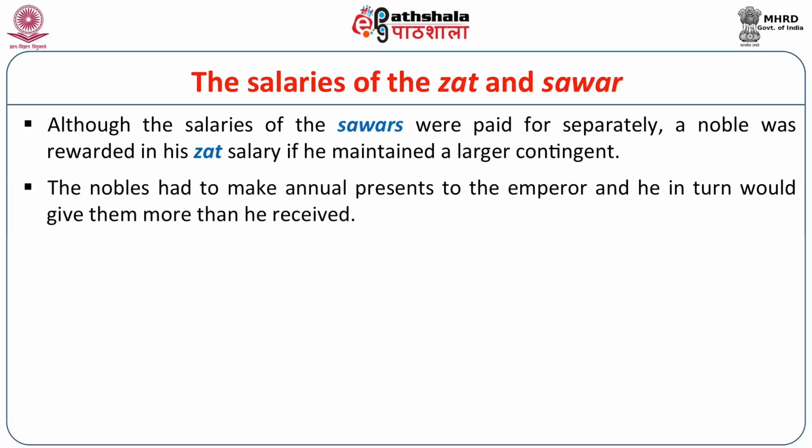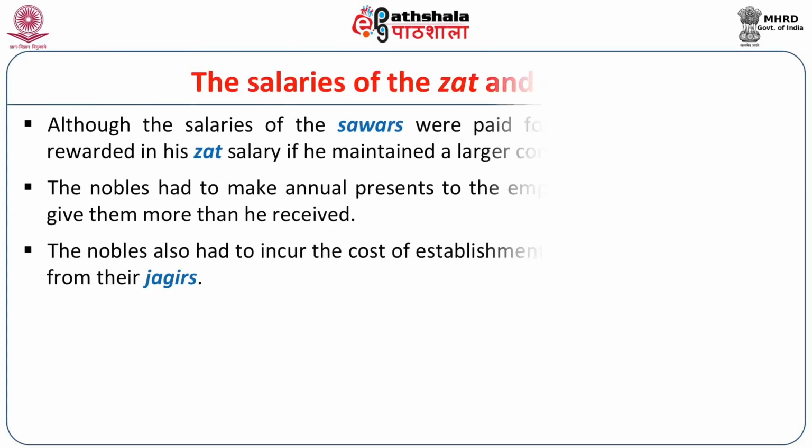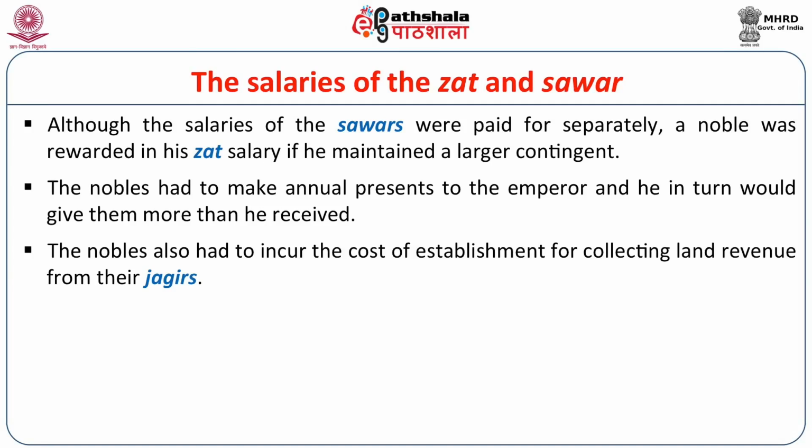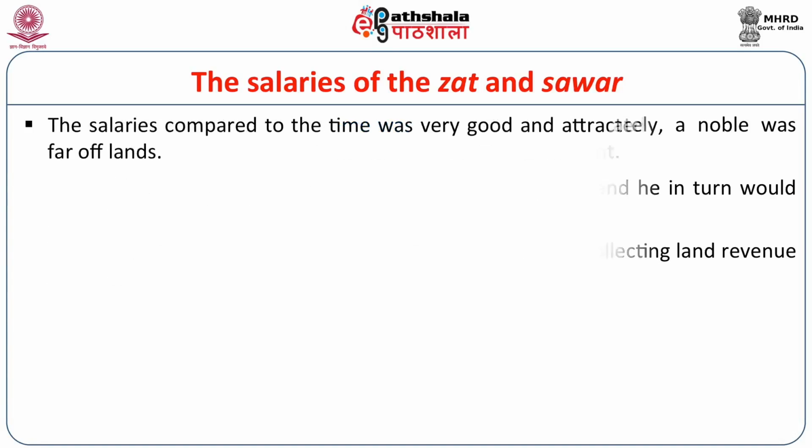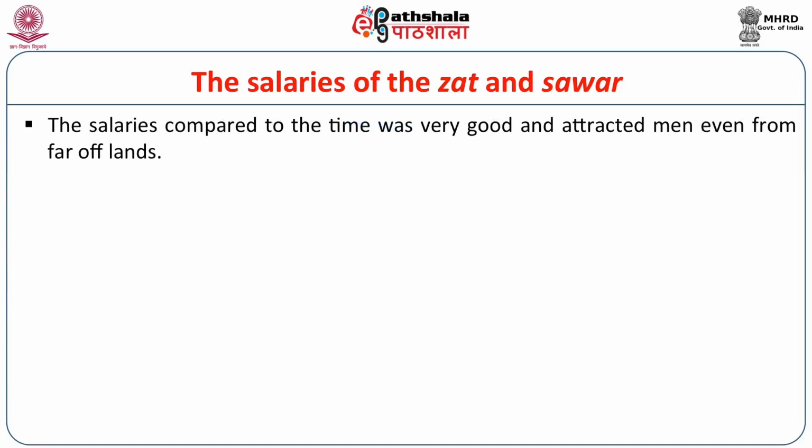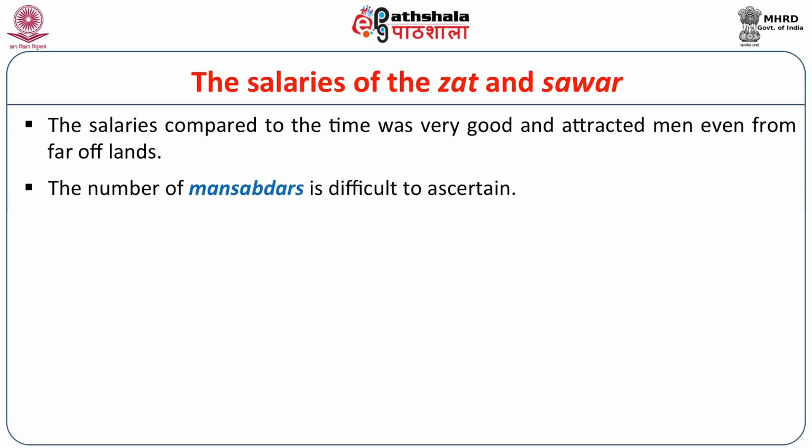The nobles had to make annual presentation to the emperor, and he in return would get more than he received. So this was a kind of a ritual that the Mansabdari system allowed. The nobles also had to incur the cost of establishment for collecting land revenue from the Jagirs. The salaries compared to the time was pretty good and attracted men from even outside India. And the number of Mansabdars is difficult to ascertain because no record actually clarifies the number.